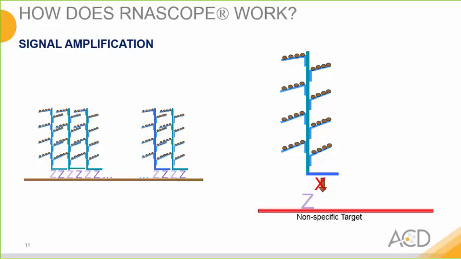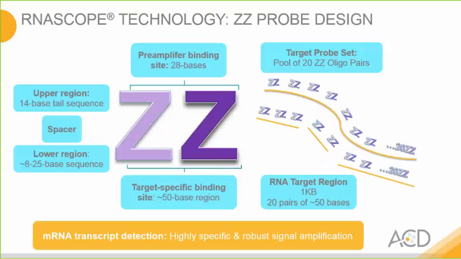So essentially, there's no likelihood of having two oligos right next to each other in a completely random manner. And this is how we eliminate the background and achieve signal specificity. So this is a highly specific and robust signal amplification system for mRNA transcript detection.